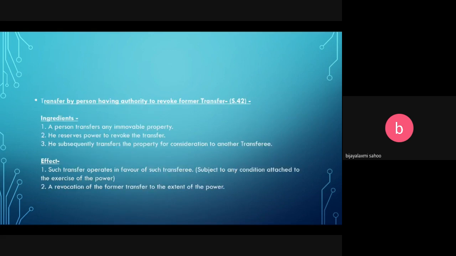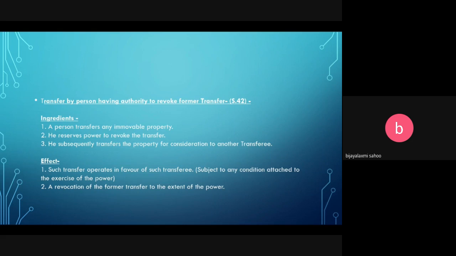Now coming to section 42, that is transfer by person having authority to revoke former transfer. This is a very simple section that says that where a person is transferring a movable property, any movable property, and he is reserving the power to revoke the transfer. So here he is transferring an immovable property, but he says that I have the power to revoke the transfer, and in fact, I will say if you do something, then I can say that this property will not go to you.